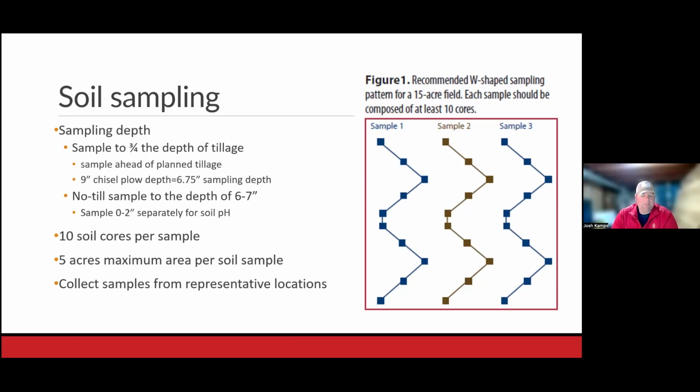And then they'll collect those samples from representative locations in the field. So for instance, on the right-hand side here of the slide, there's a 15-acre field. We broke that up into 3 general areas, and we're sampling 10 times across each of those 3 areas. So we're going to collect 30 sample cores. Those are in three different samples. This might be one field though. Okay. So you're going to have three soil samples for one field.